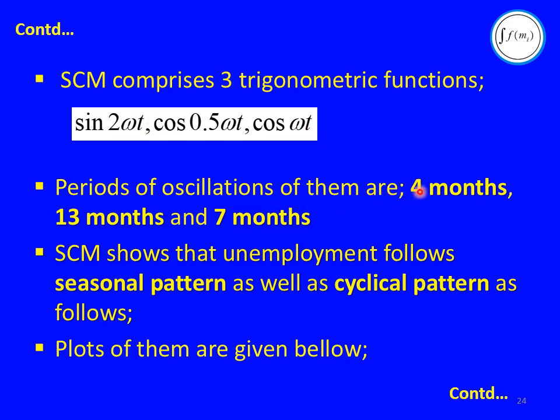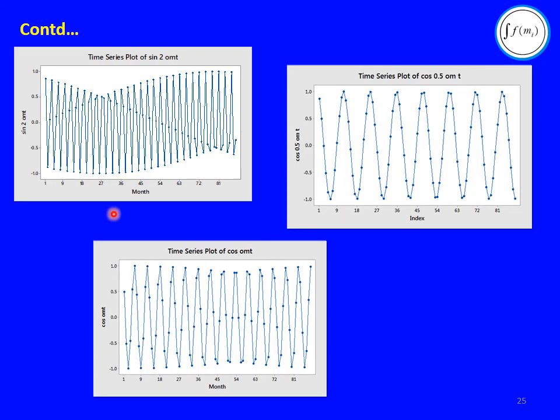And these are the 3 trigonometric functions. The periods of oscillation of these were 4, 13 and 7 months respectively. 4 and 7 months signify the seasonal variation in female unemployment, whereas the 13 months shows the cyclical variation. That's what I said. There are 2 seasonal patterns and 1 cyclical pattern. Without any effort, we easily find how the data behave. So these are the plots of these trigonometric functions. The period of oscillation is found simply by counting the number of peaks in one complete cycle.